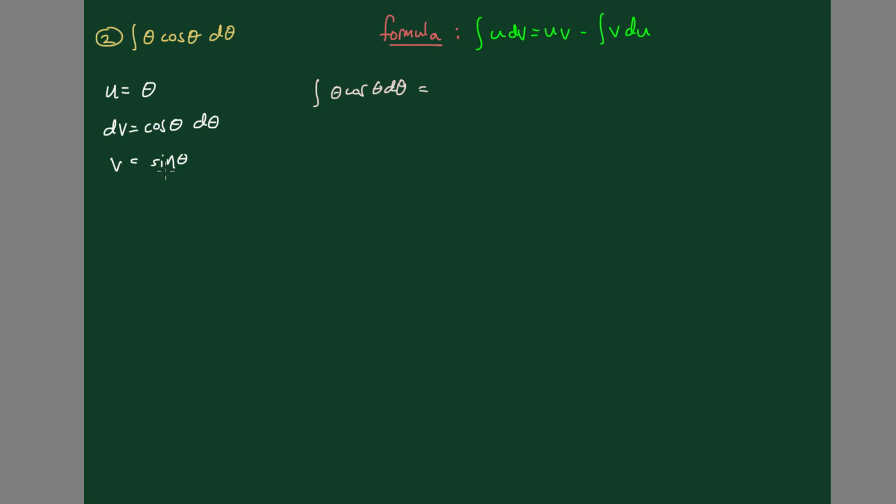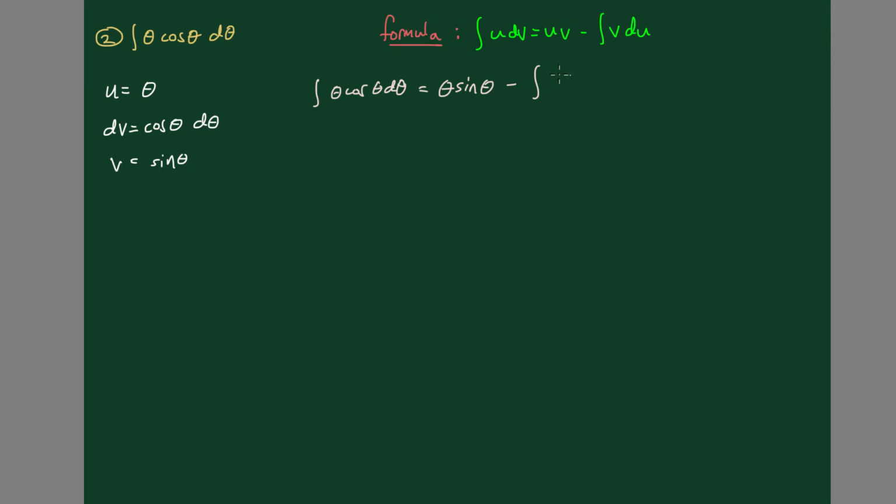So that's going to be theta times sine of theta. So theta times sine of theta, and then minus the integral of v du. So my v is sine theta. My du is the derivative of theta with respect to theta. Okay? So the derivative of theta with respect to theta is just 1.